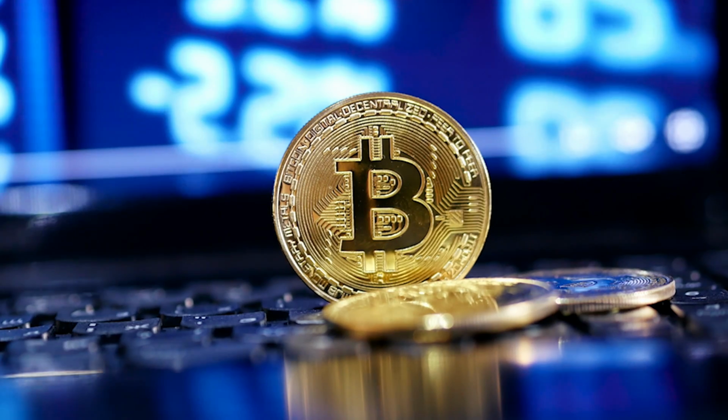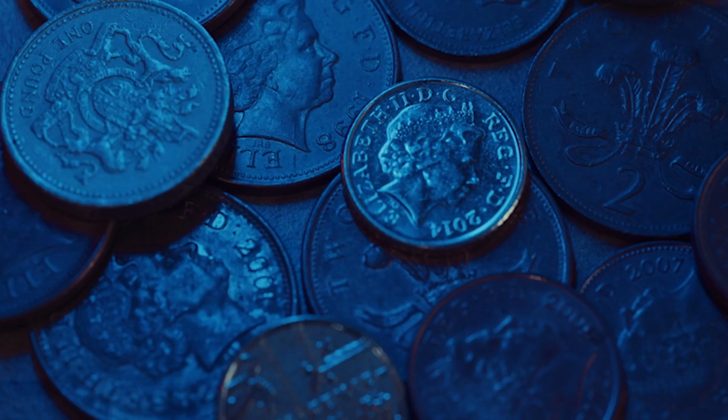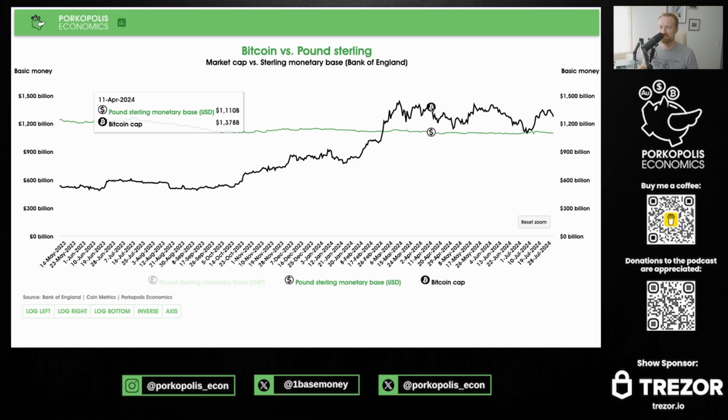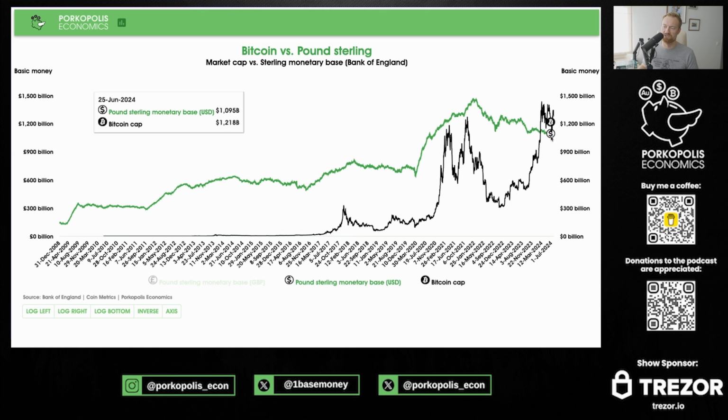Bitcoin is holding its value above the monetary base of the pound sterling, of the 5th largest currency in the world, of the oldest fiat currency in the world. Certainly the oldest modern central bank fiat currency. You could argue that the Swedish krona is older, but nonetheless, pretty remarkable to see that Bitcoin in a mere 15, 16 years has passed the valuation of the British pound sterling.